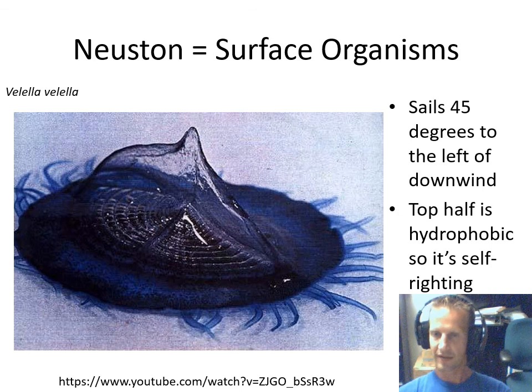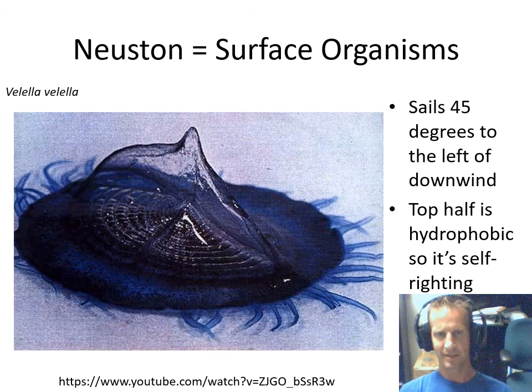Another colonial hydrozoan, a distant relative of jellyfish that floats in the neustic zone, is Velella velella. It has a little membranous sail which allows it to drift at a 45-degree angle to the wind direction. And this helps it scoot across the pelagic environment. And if it ever flips over in a wave, the top half is hydrophobic, so it tends to flip back right side up. And these things flourish in the ocean.